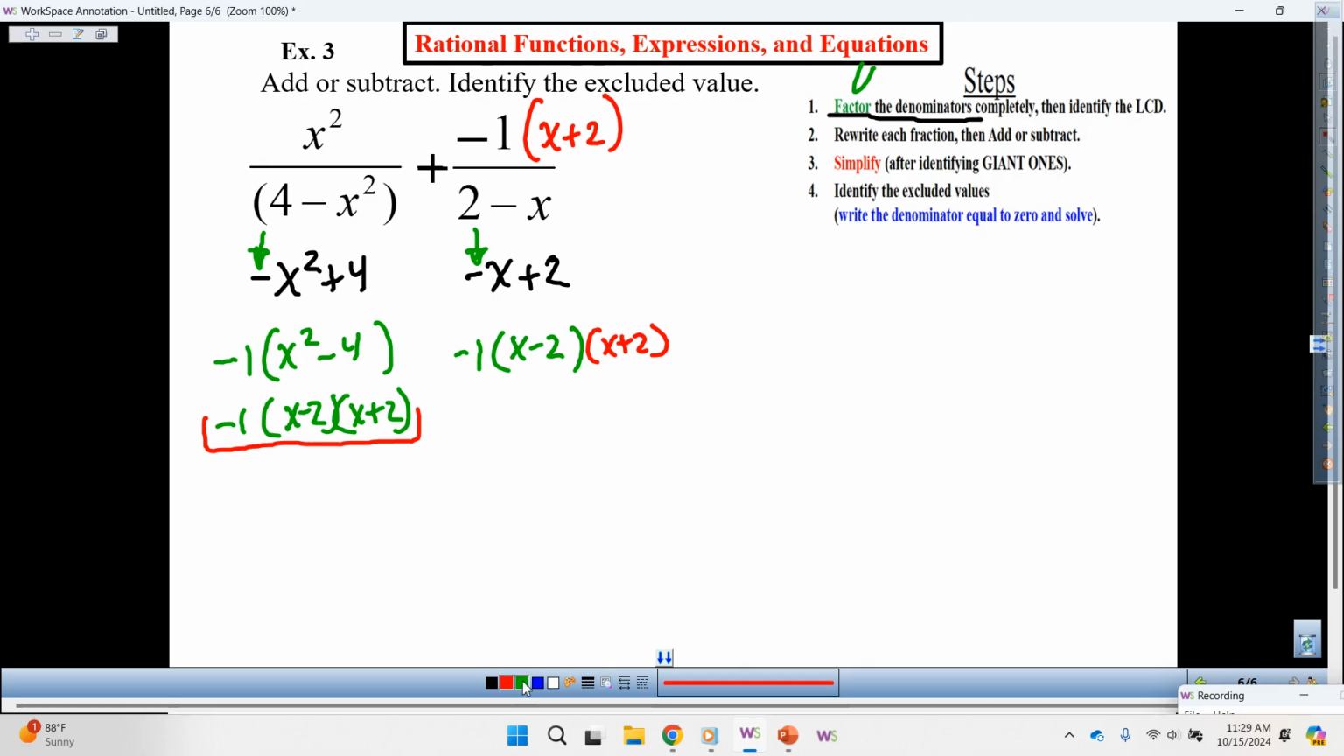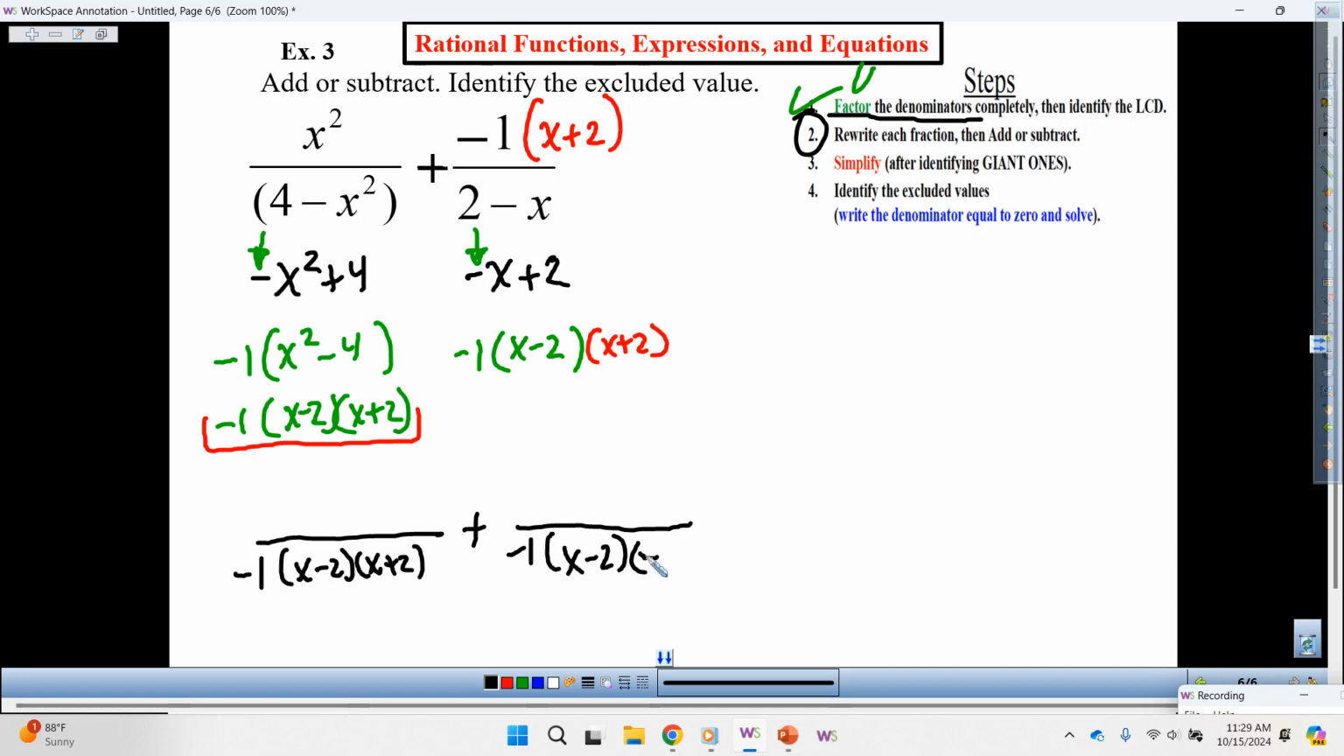So we're done with step 1. We already found our common denominator. Let's go to rewrite these fractions. Rewrite them. So our common denominator is negative 1, x minus 2, x plus 2, negative 1, x minus 2, x plus 2. All right. Did we do anything to the numerator over here? No. Bring that down. Did we do anything to the numerator over here? Yes. The negative 1 multiplying into this binomial. So that gives us what?